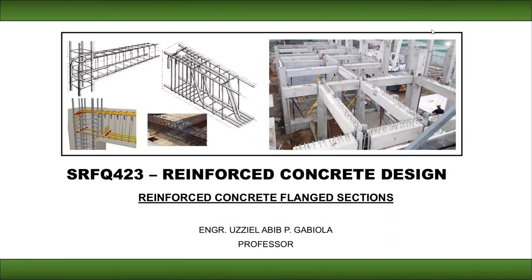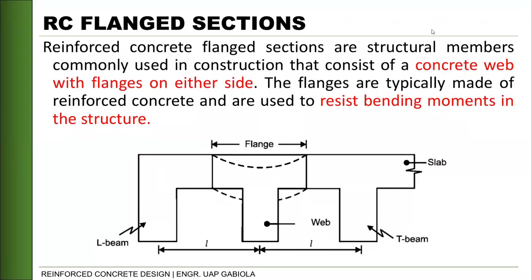So we have here the definition. Reinforced concrete flange sections are structural members commonly used in construction that consist of a concrete web. So when we say web, this is this portion here. Ito yung web, no? Yung part ng beam. And then a flange on either side. Okay, so meaning yung ating slab on top of the beam. So the flanges are typically made of reinforced concrete and are used to resist bending moments in the structure.